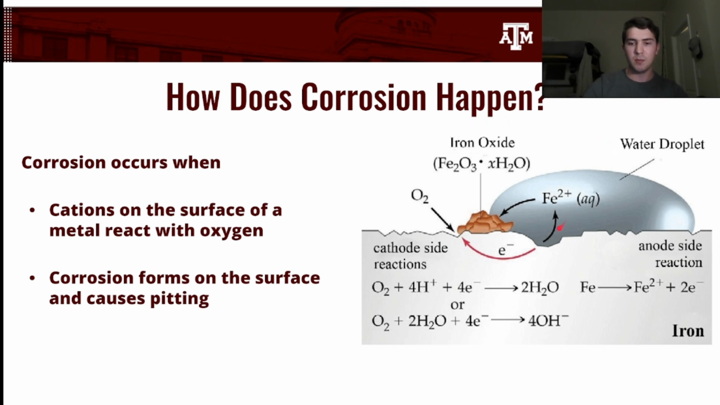In this example, we have this site right here where Fe, or iron 2+ cations, left the surface of the metal, entered into the water, reacted with oxygen, and formed on the surface of the metal as this brown product, which is our iron oxide. And then of course this electron had to go somewhere, so it jumps to the other side right here, and that's how we get those hydroxide ions.